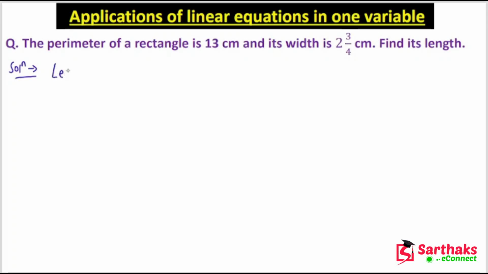Let the length of the rectangle be x centimeter. How are we choosing the units? Because all the lengths are given in centimeter, so we can easily assume that the length should also be in centimeter. Okay, so the length of the rectangle be x centimeter. Then we know what the perimeter is.